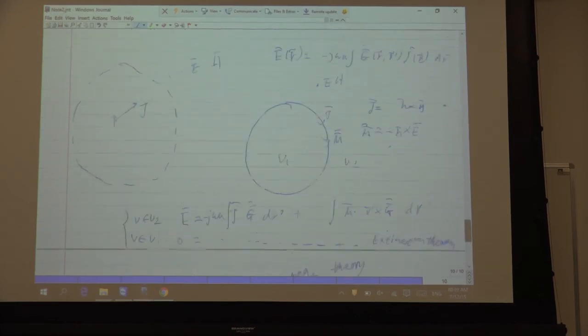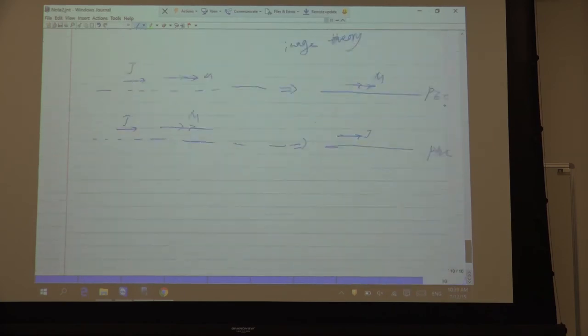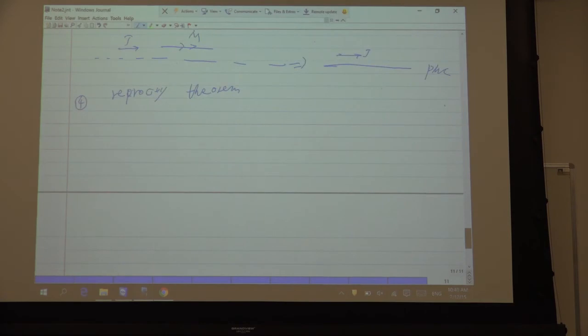So this is the third you learn. The fourth you learn, they call this the reciprocity theorem. It says there is a current J1 that produces E1 everywhere, and there is a current J2 that produces E2 everywhere. Okay, they have two problems.